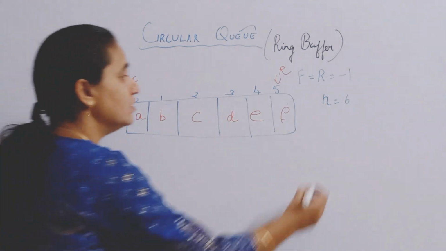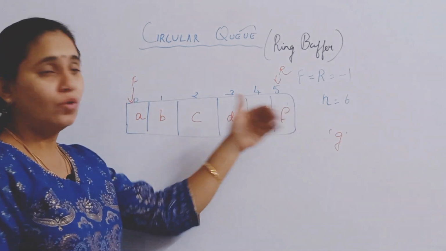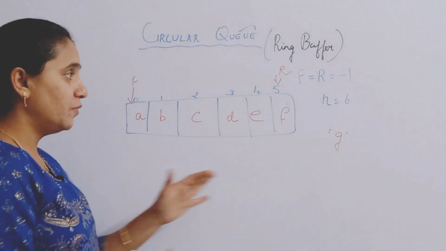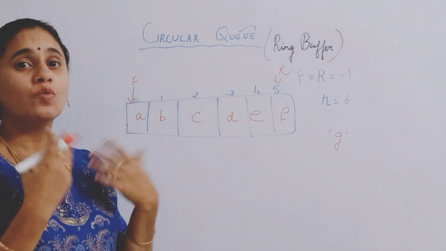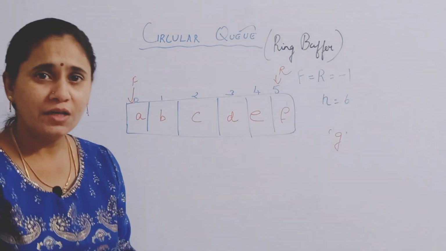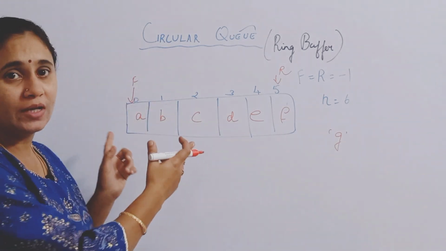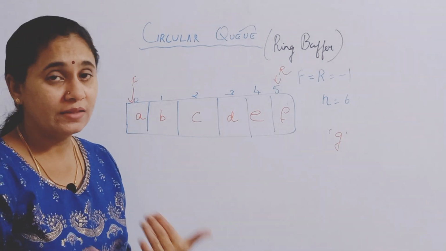So now another element is coming, for example, G. If we want to insert this element, is it possible? Please tell me whether it is possible. No, because this circular Q data structure is full. How can we identify whether the data structure is full or not? By seeing with the naked eye, you are telling that all the elements are filled. So I cannot insert like that.